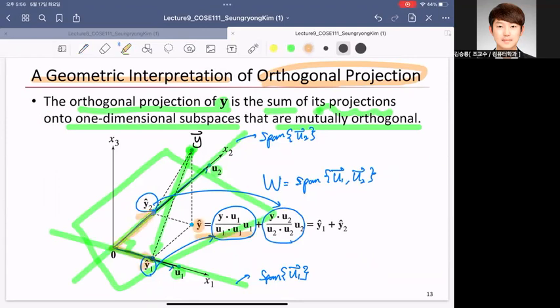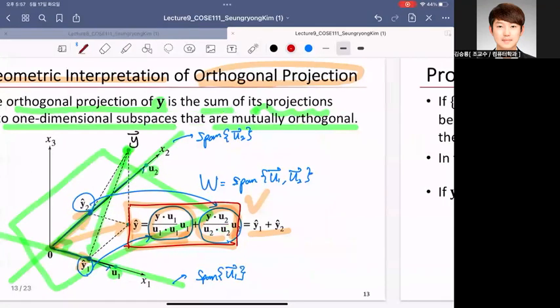Then y hat is going to be the sum of y1 hat plus y2 hat. So by the orthogonal decomposition theorem, y hat can be formulated this way. This is the definition of the y hat.